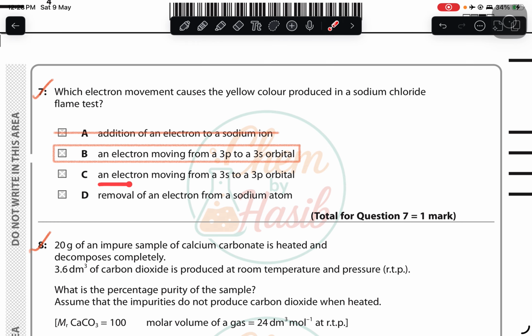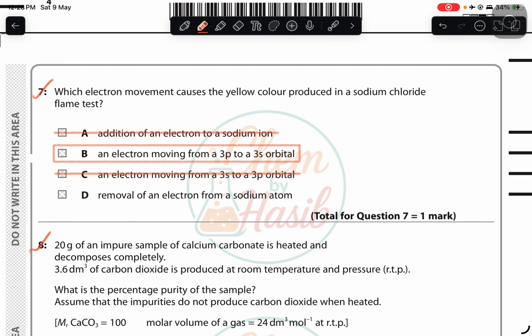It says an electron moving from a 3s to a 3p orbital. No, you don't see a color when an electron moves from a lower to a higher energy orbital. You see a color when electrons move from a higher energy orbital to a lower energy orbital. So that is also wrong. So we are ruling out option number C.